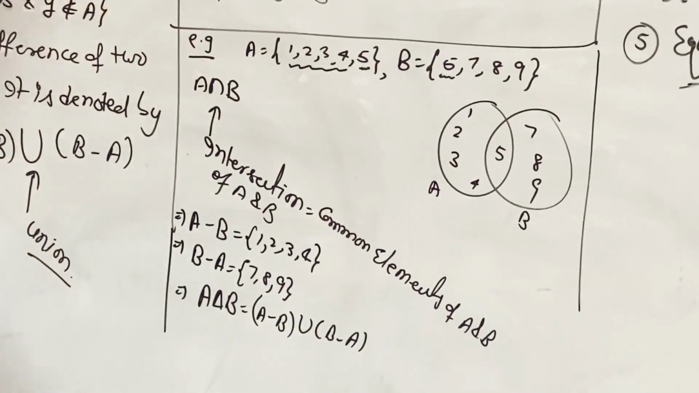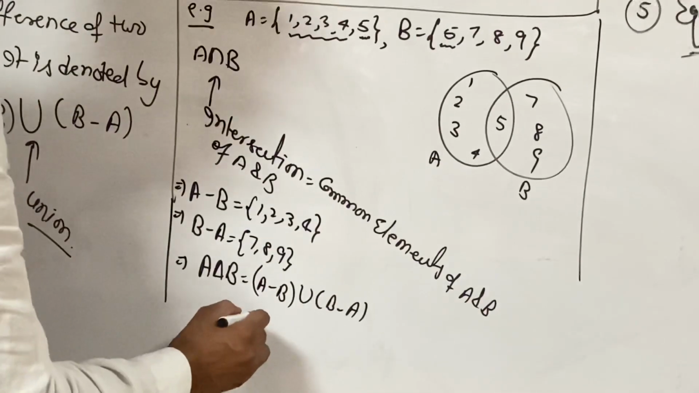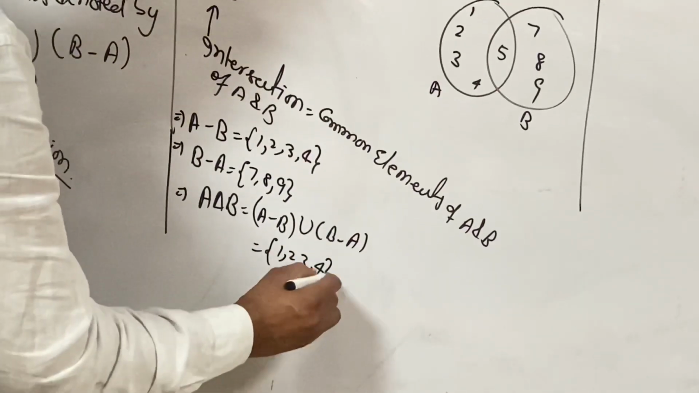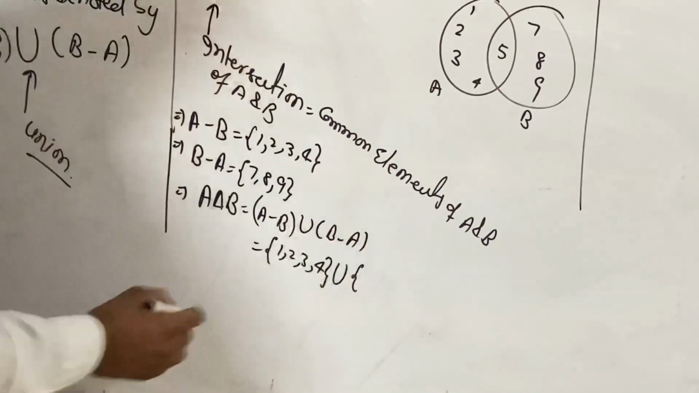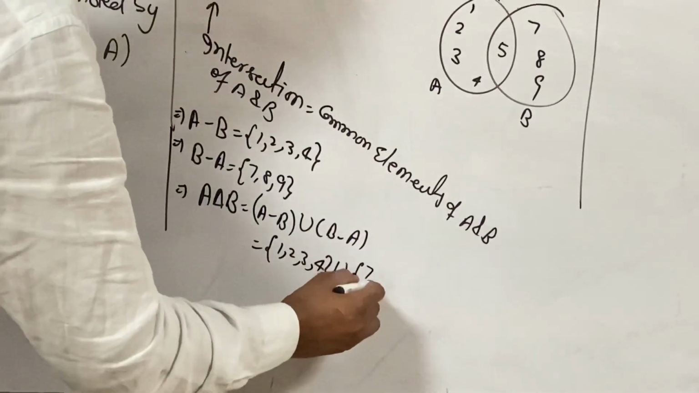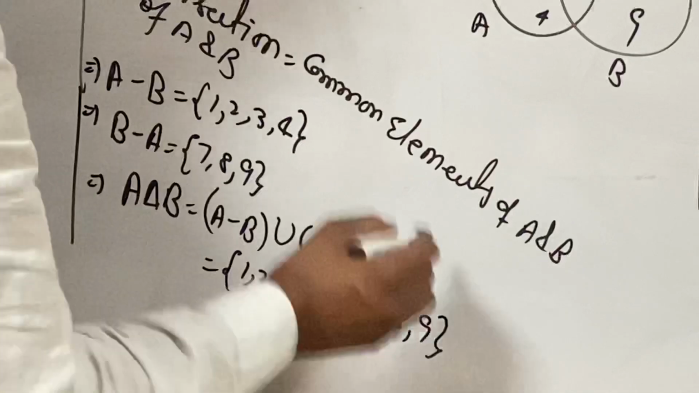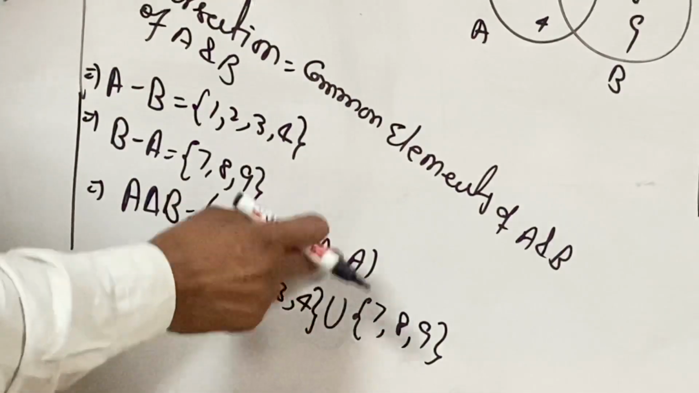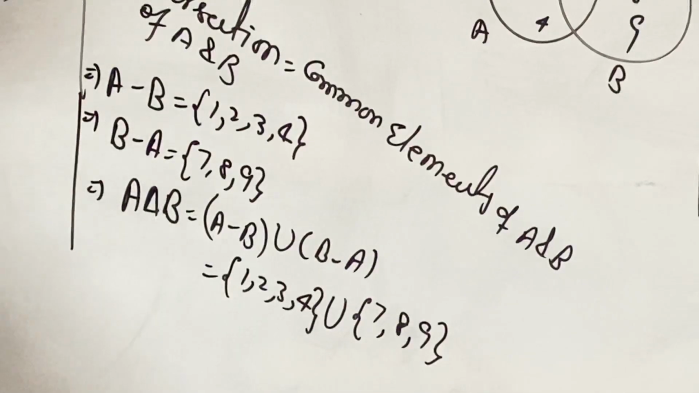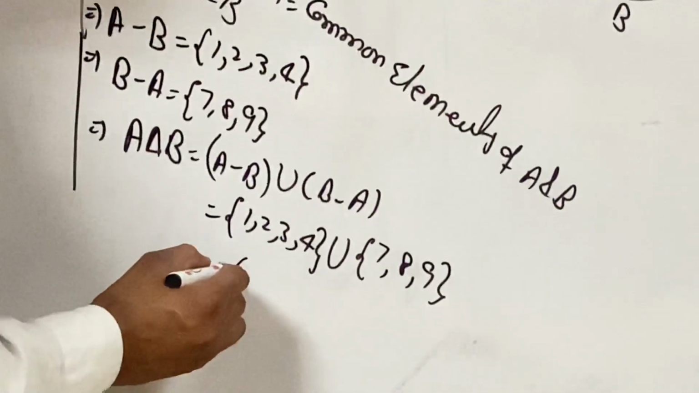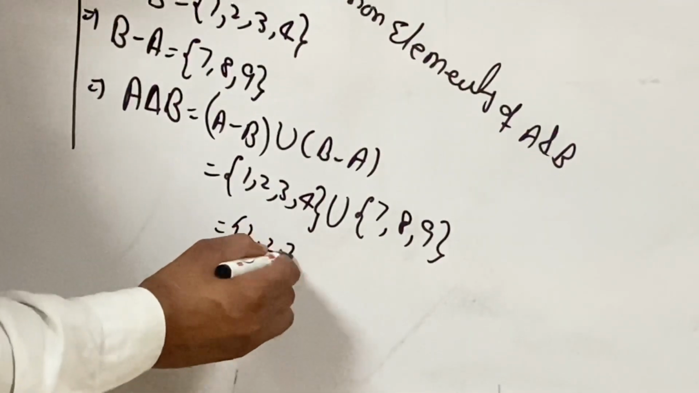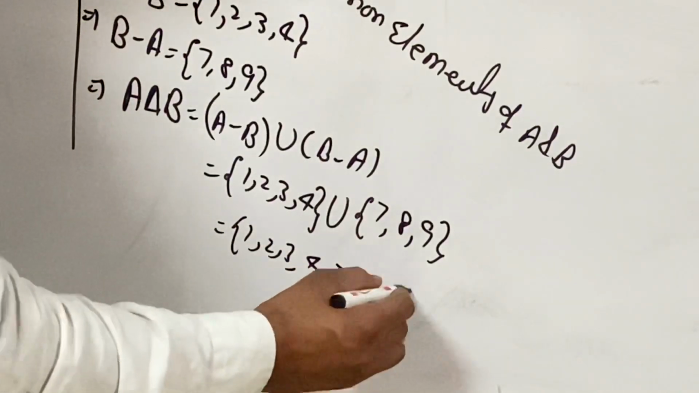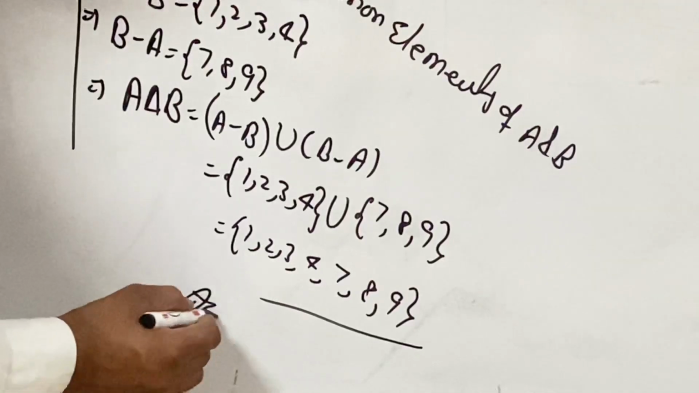अब बात आई A माइनस B और B माइनस A की. A माइनस B के अंदर क्या आया? 1, 2, 3, 4 यूनियन. B के अंदर क्या आया? 7, 8, 9. यूनियन के अंदर all the elements of the set A minus B and all the elements of the set B minus A lie in the set. Union of both these sets: 1, 2, 3, 4, 7, 8 and then 9. This is your answer. Clear?